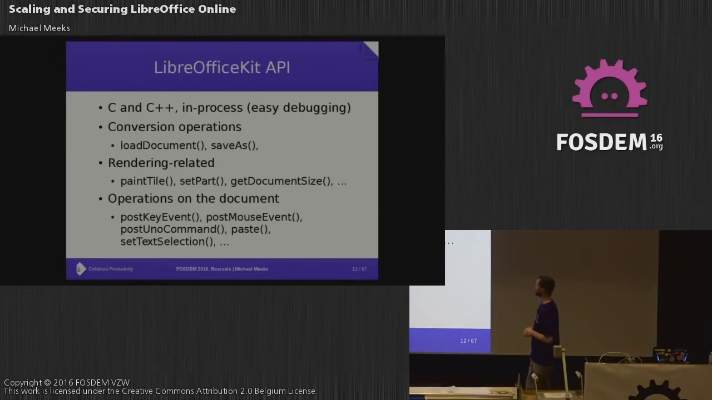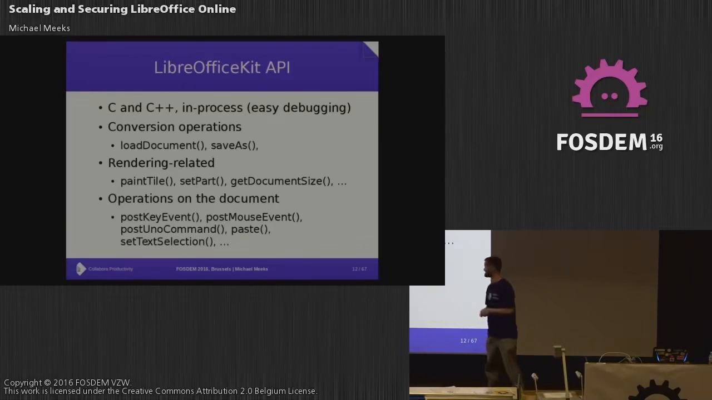These basic conversion operations, so you can load documents and save them in different types, simple stuff. But you can also start to paint tiles, and you get bitmaps out of them of any size you like. And you can introspect the document, find out how many pages it is, what the size of it is, and so on. And you can switch between parts. So we try and pour all of the applications into one mold. So spreadsheets, sheets are parts, sort of an integer offset, and slides are parts as well.